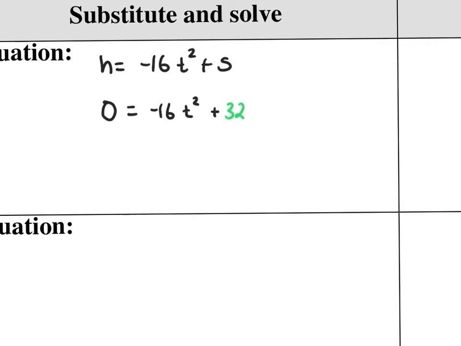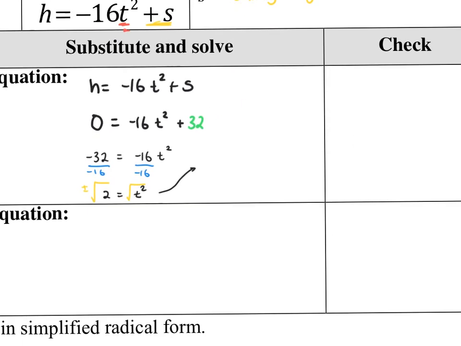Now we're going to do what we had just done a few moments ago, where we're going to isolate the t and then take the square root. So subtract 32 from both sides. Then we need to divide both sides by negative 16, like so. And we end up getting a 2 here and a t squared there. Now we take the square root of both sides. Don't forget that there is mathematically a plus or minus. And now let's finish it up over there. And we get t is equal to plus or minus the square root of 2.